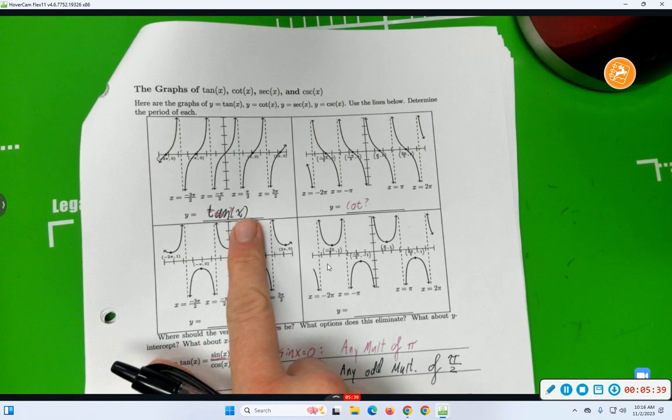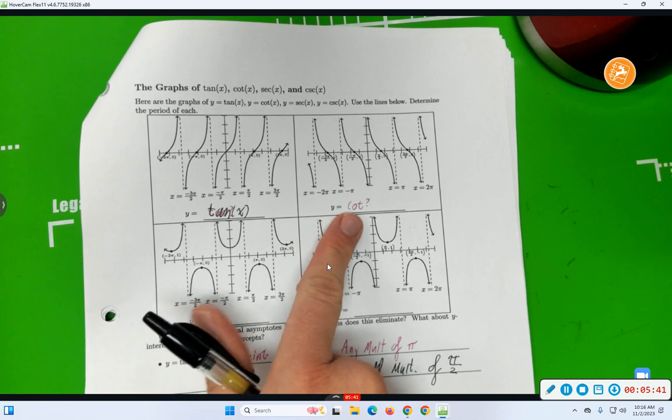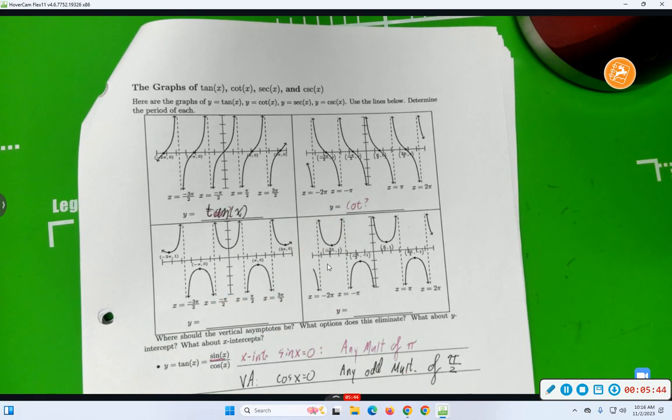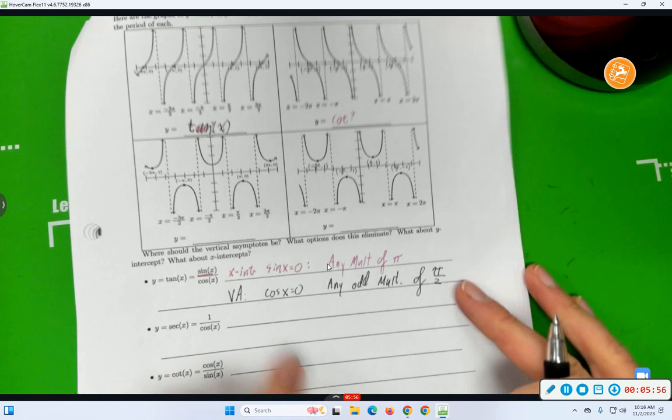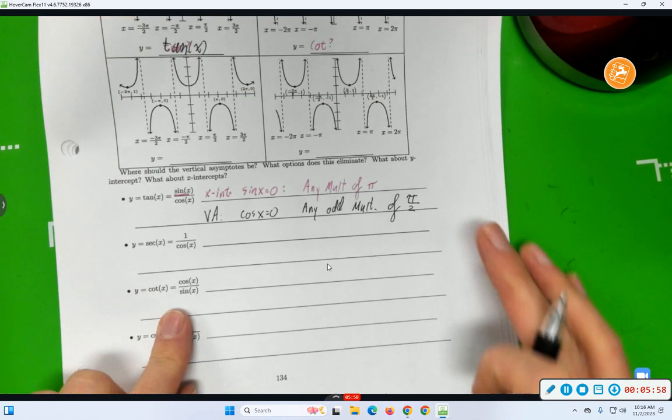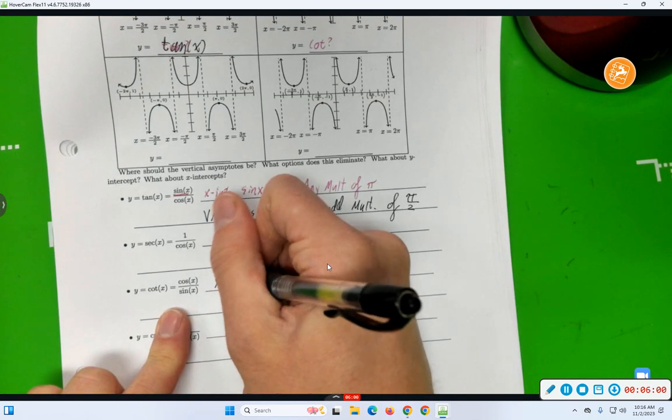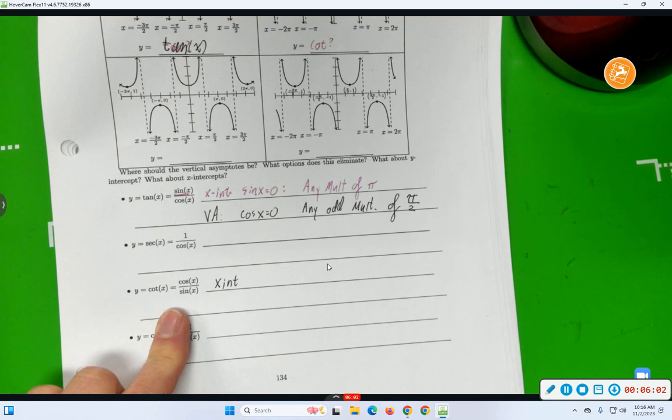And if that's tangent, then surely cotangent looks an awful lot like tangent because, instead of sine over cosine, it's cosine over sine. So it's got to be similar looking. So I think I believe it. Let's check asymptotes and intercepts. Cotangent. If I want the x-intercepts, what should I set equal to 0?